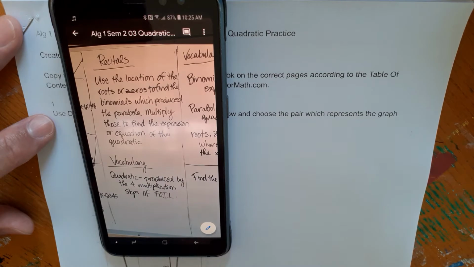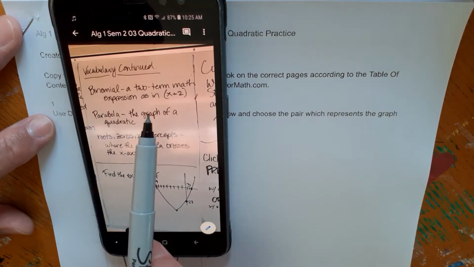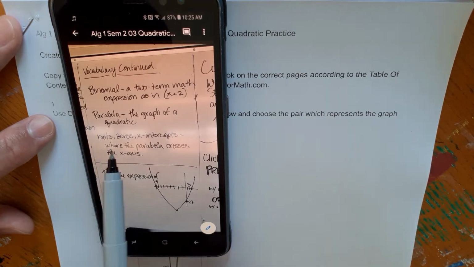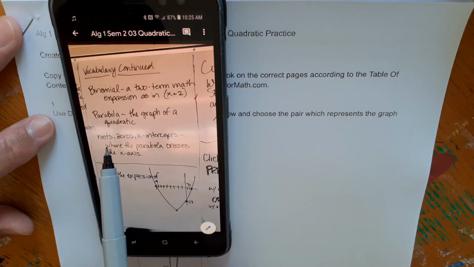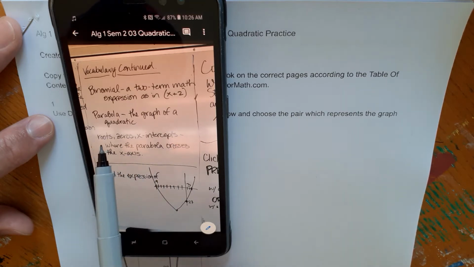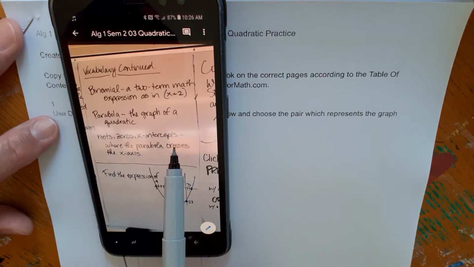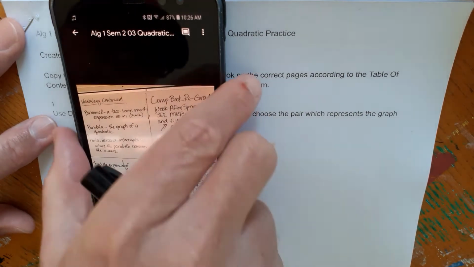So I kind of object to that language there. A quadratic, you're going to produce from a FOIL calculation, first, outside, inside, last, of two binomials. Binomials are two-term expressions. A parabola is the shape produced by a quadratic, which is anything with any variable to the power 2. Roots, zeros, and x-intercepts are all the same thing. Roots and zeros have to do with the idea that we have to set y equal to 0 to find the x-intercepts. All right, let's go from here and see what we find.